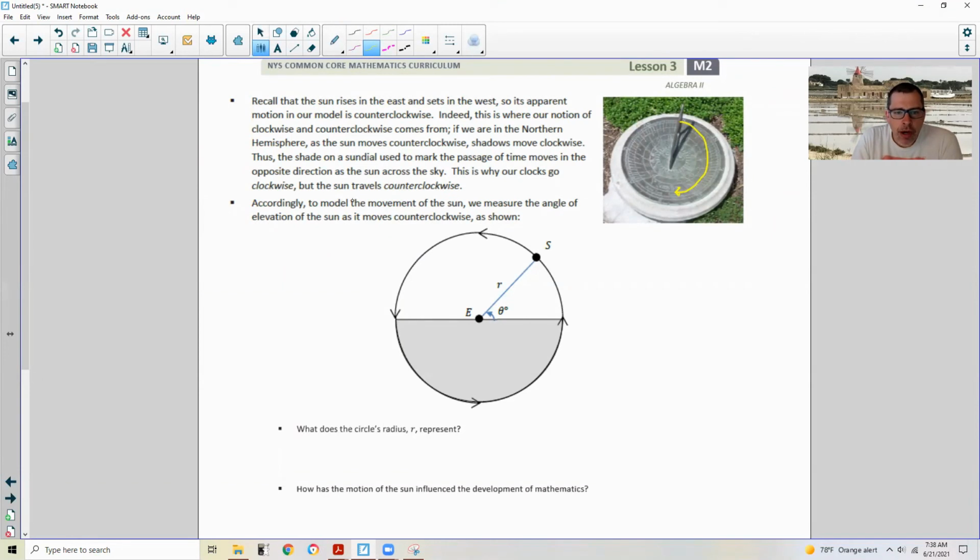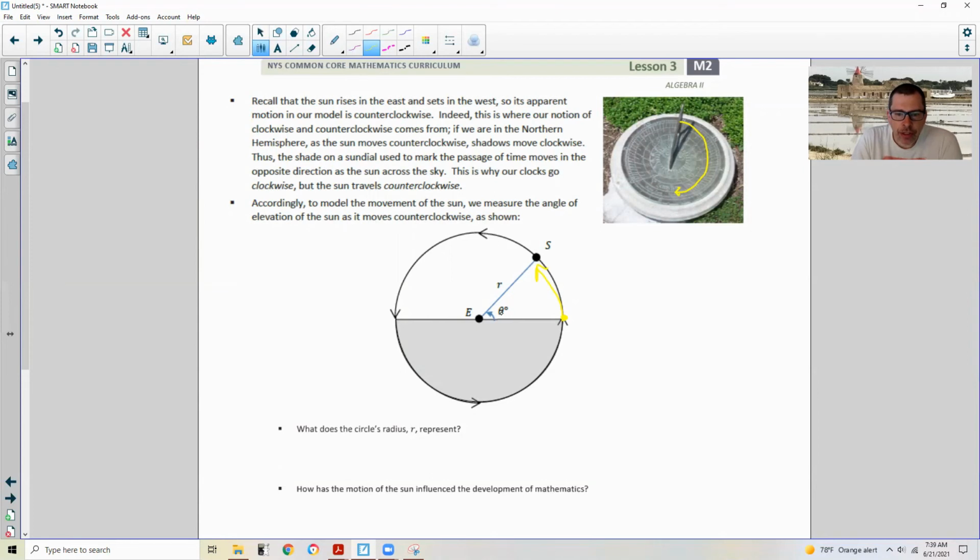Now, according to the model of the movement of the sun, we measure the angle of elevation of the sun as it moves counterclockwise as shown. So counterclockwise is this way. As the sun goes this way, our angle increases. If the sun rises, it's at the horizon. It's at 0 degrees from our line of sight. As it goes up in the sky, the angle of elevation increases.